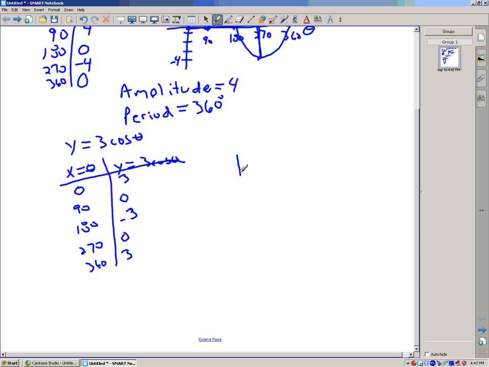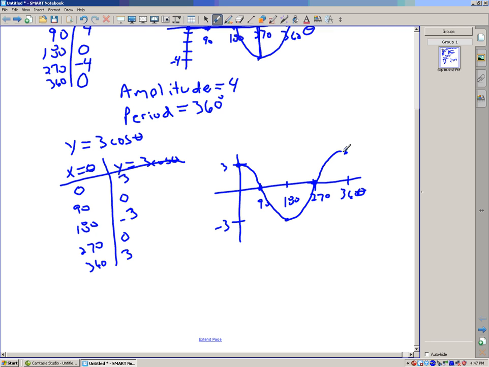So let's go look at this graph over here. This is our theta. We're going to have 90. Again, get used to these points: 90, 180, 270, and 360. Now our distance we go up and down is up to 3 and down to negative 3. So we just plot our points. Here we start at 0, 3, and we're going to start at a peak. Then we have 90, 0; 180, negative 3; 270, 0; and back to 360, 3. And this is going to be one full picture of a cosine graph.